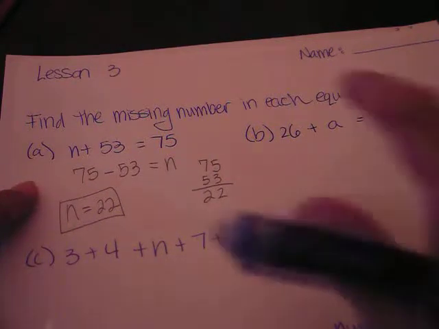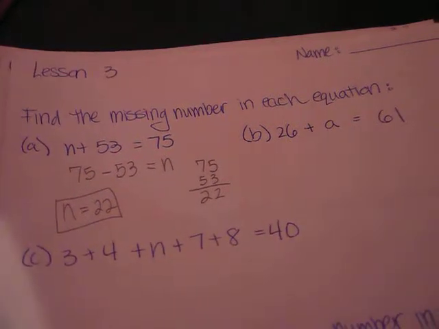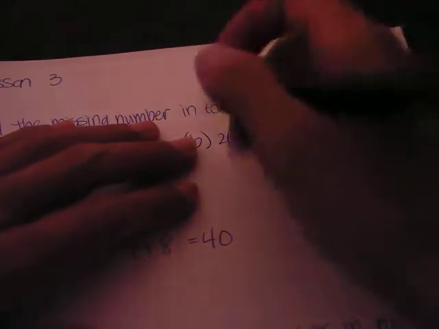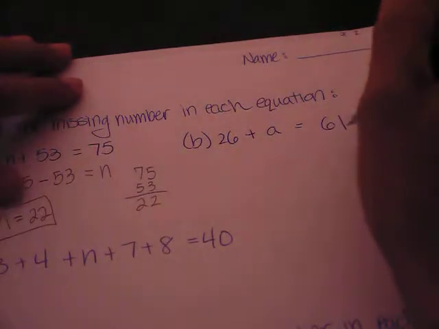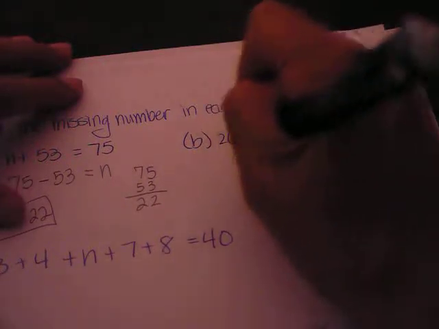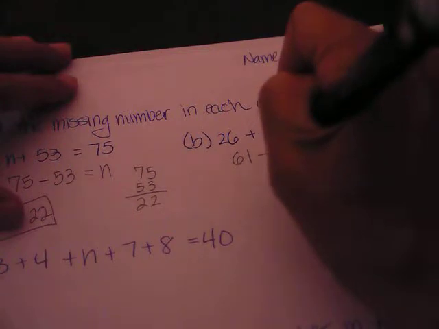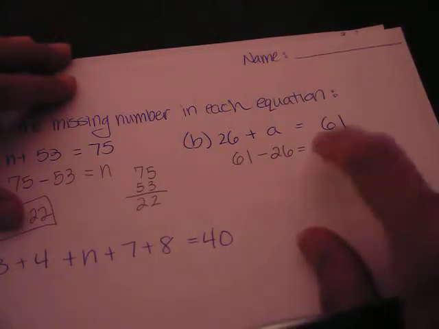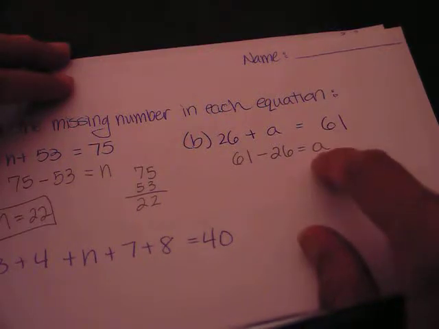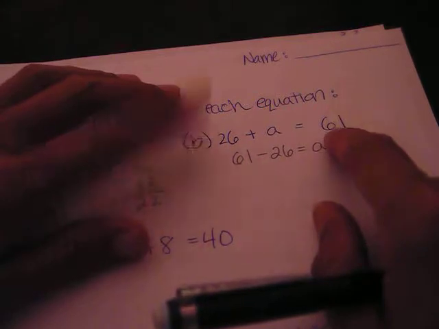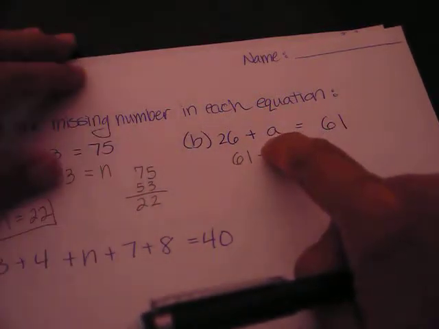Okay, same thing here. Go ahead and try it. You can pause me, see if you can do it on your own. First, write it as a fact family where a is on the other side. All right, so hopefully you have 61 minus 26 equals a. That's how we get a alone on the end of your fact family. So we had to make it a subtraction problem because we were missing an addend.